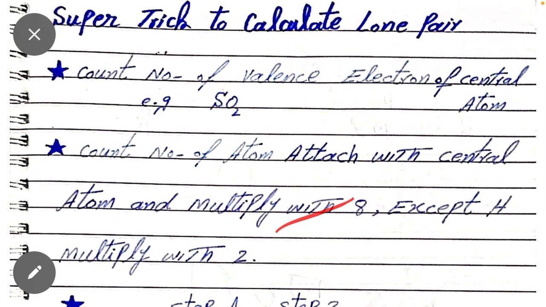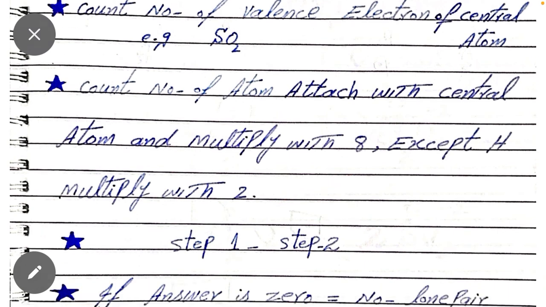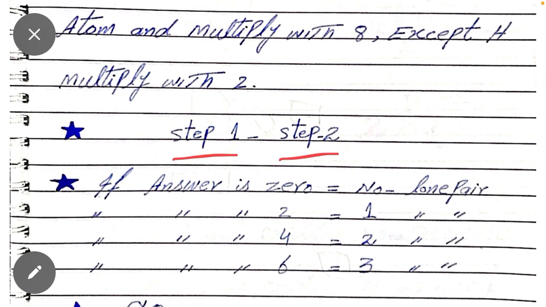Step 3, multiply the atoms by 8 except hydrogen. In case of hydrogen, multiply by 2. Now the third step is step 1 minus step 2, meaning valence electrons minus the answer after multiplication in step 2.